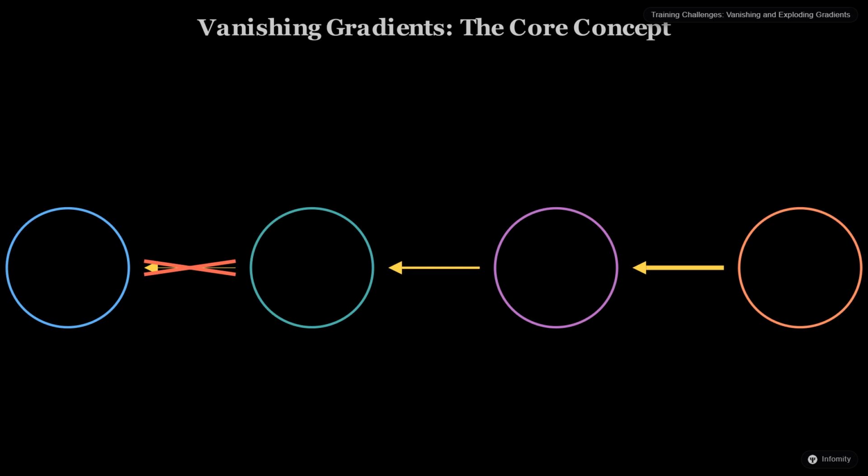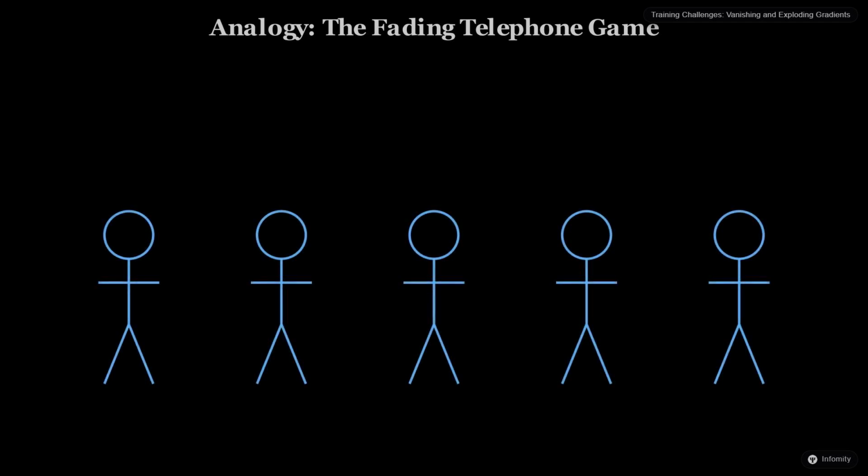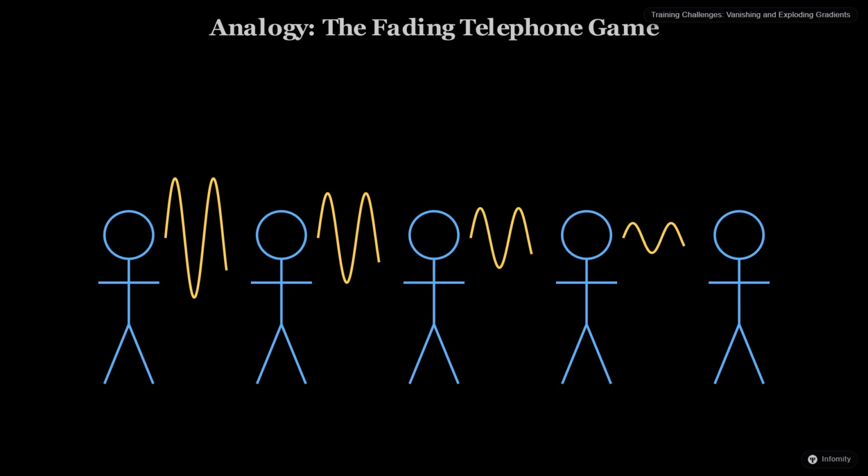To truly grasp vanishing gradients, let's use the telephone game analogy, often called Chinese whispers. Imagine a line of people trying to relay a secret message. The first person whispers it to the second, who then whispers it to the third, and so on. If each person whispers just a little softer than the last, by the time the message reaches the person at the end of a long chain, it's become an inaudible murmur or completely silent.